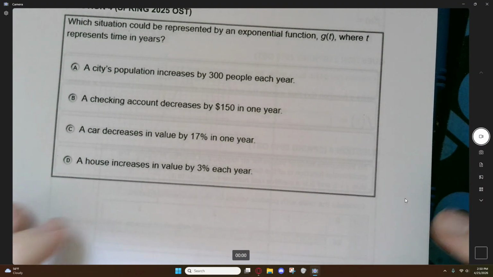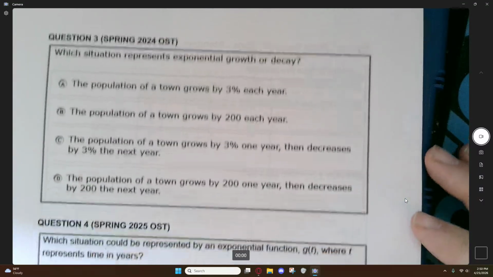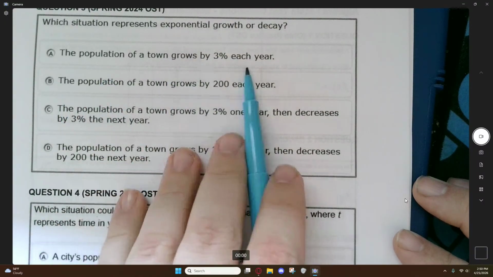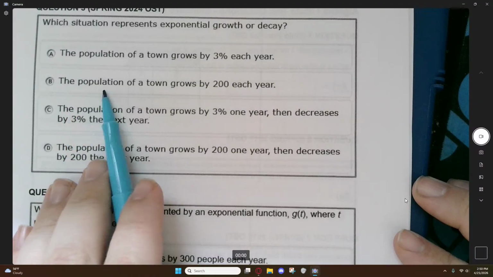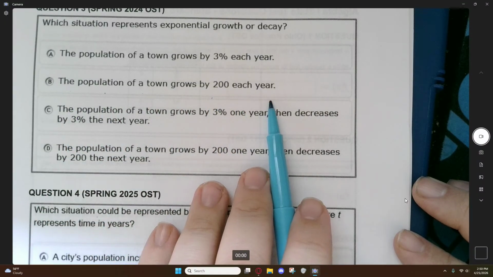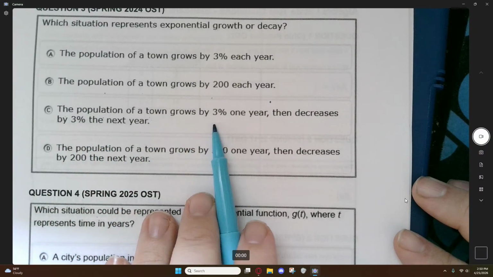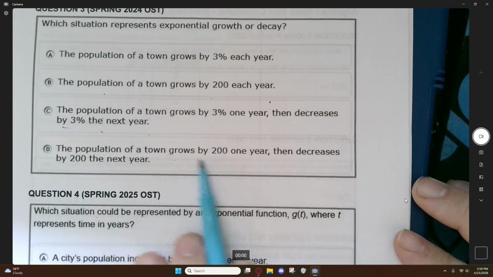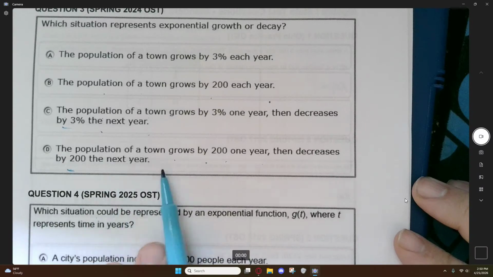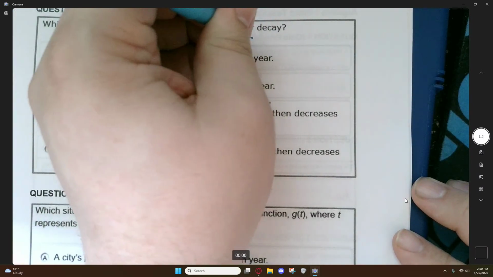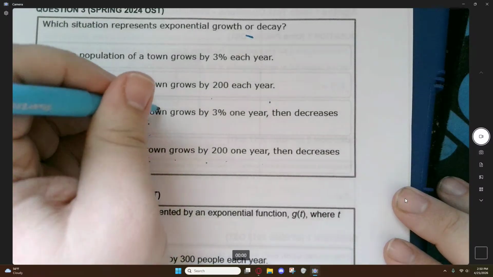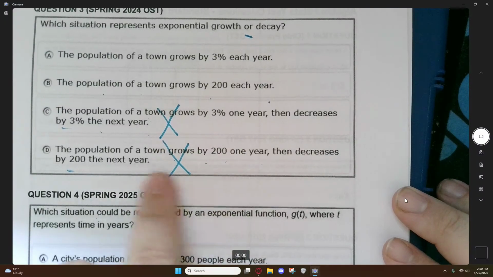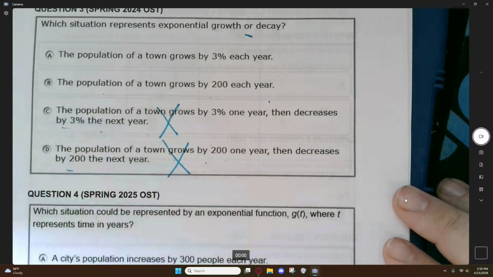Question 3. What situation represents exponential growth or decay? The population of a town grows by 3% each year. The population of a town grows by 200 each year. The population of a town grows by 3% one year, then decreases by 3% the next year. The population of a town grows by 200 one year, then decreases by 200 the next year. This is growth or decay, so it needs to be constant. If it's going up, then down, this is not exponential growth or decay. This is varying. This is variation.